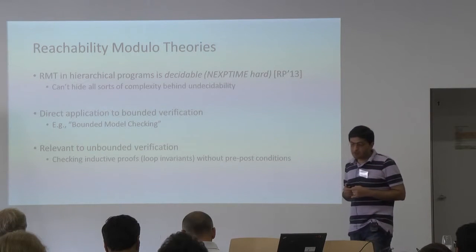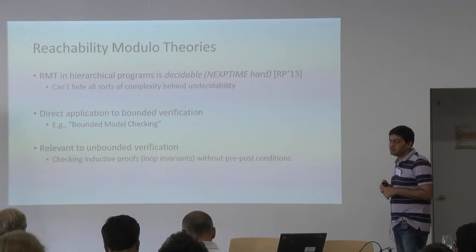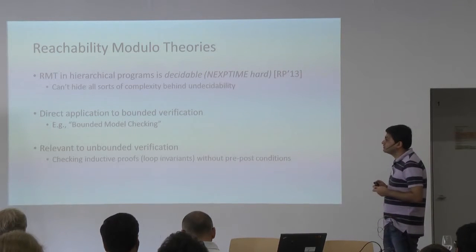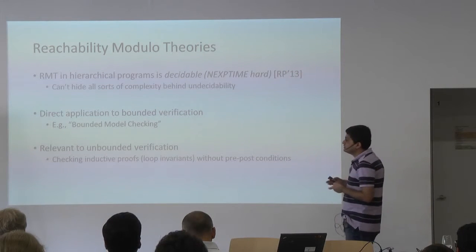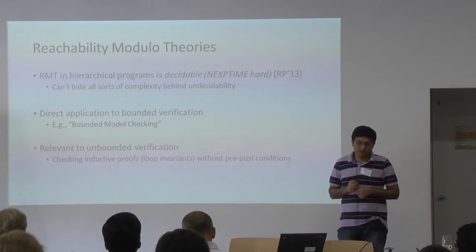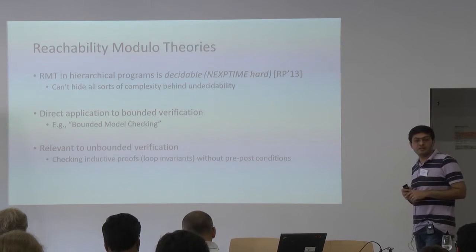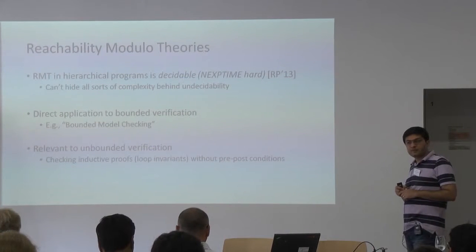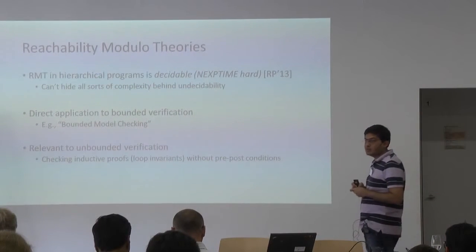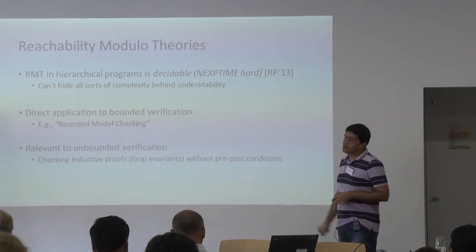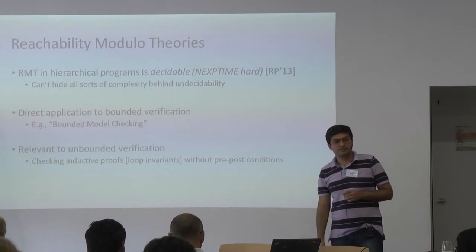Okay, so even though our focus is on bounded verification, this is not completely orthogonal to doing unbounded verification. So imagine you have a setting where a programmer gives you loop invariants but doesn't necessarily supply any pre-post conditions. Then checking that those loop invariants are inductive is also like solving RMT in hierarchical programs. Right?